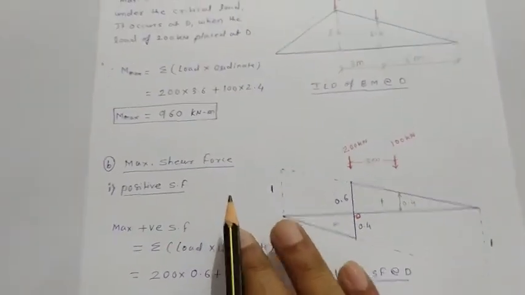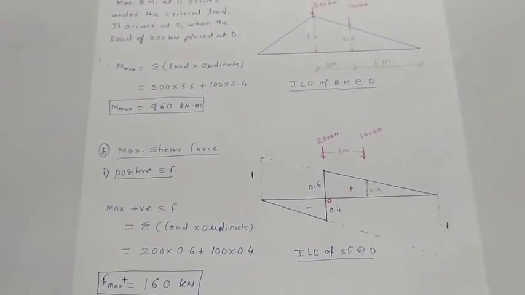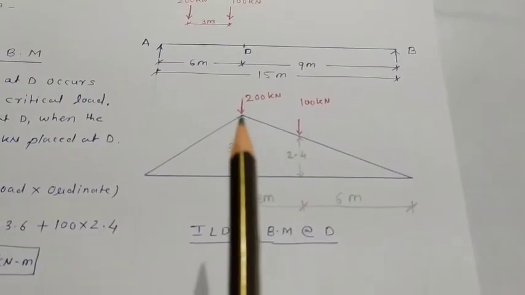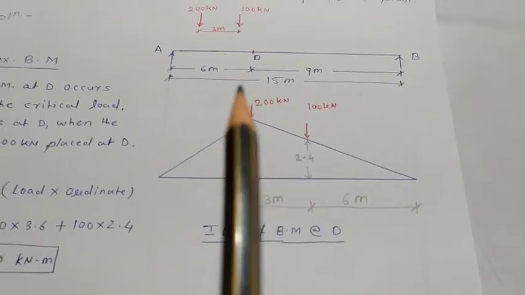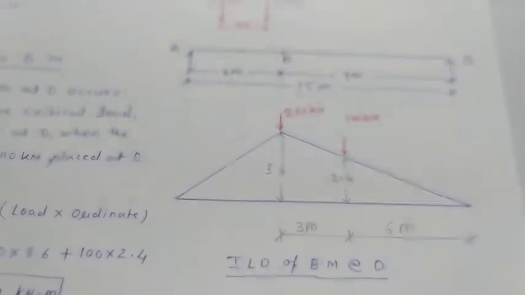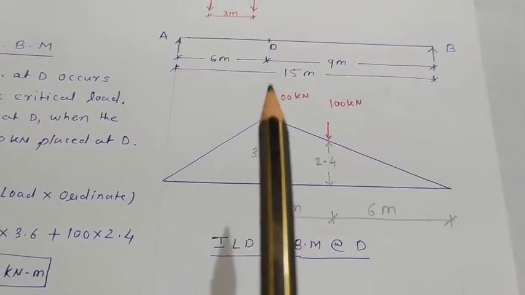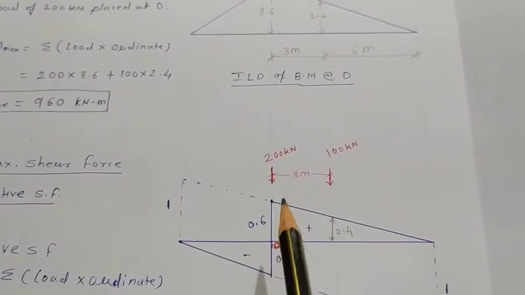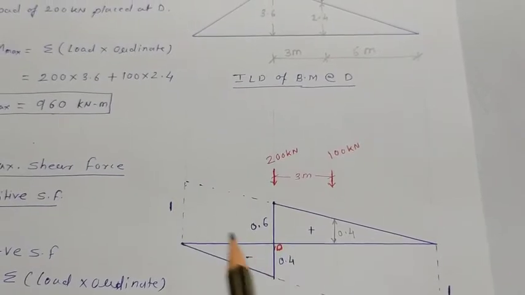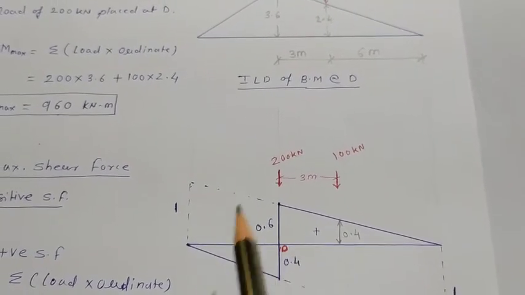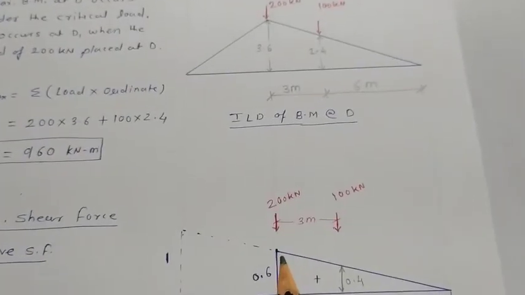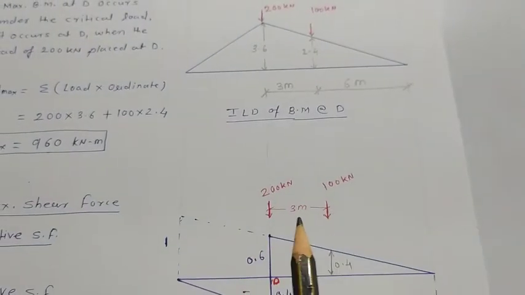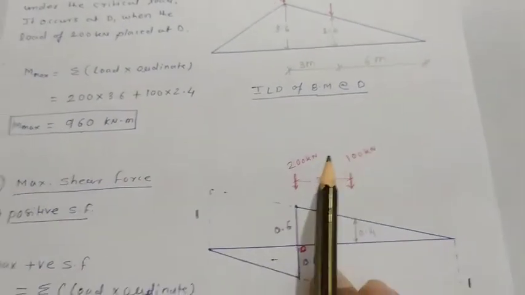Similarly, calculate the maximum shear force. So maximum shear force will occur under the same loading, okay, 200 and 100. If you place the 200 kilonewton load just to the right of D, the whole positive portion will be covered by the load system, okay. If you place it on its left side, then negative area will be covered, okay. So we will place the 200 kilonewton load just right of D, okay. So 200, and at 3 meter there is a 100 kilonewton load, okay.